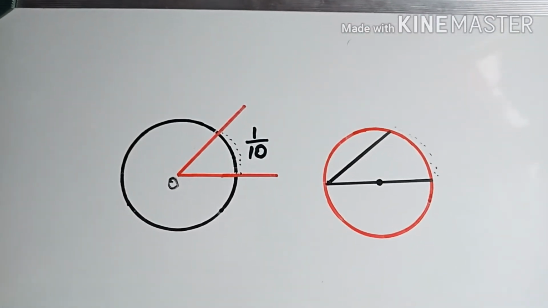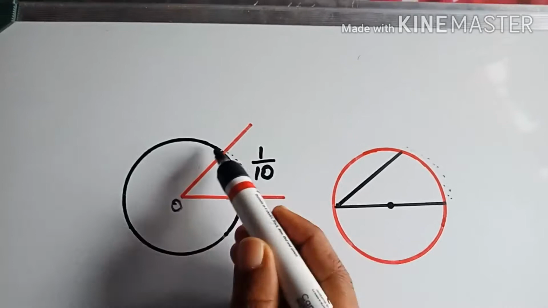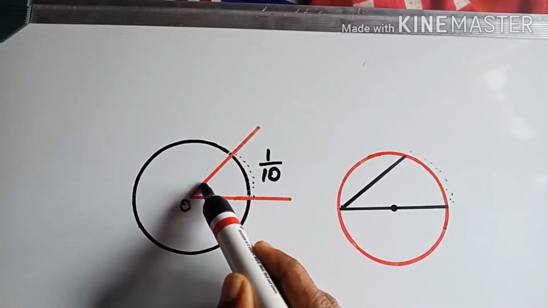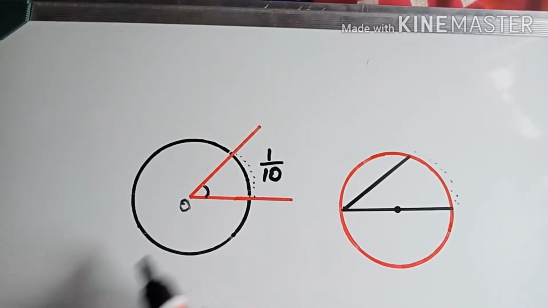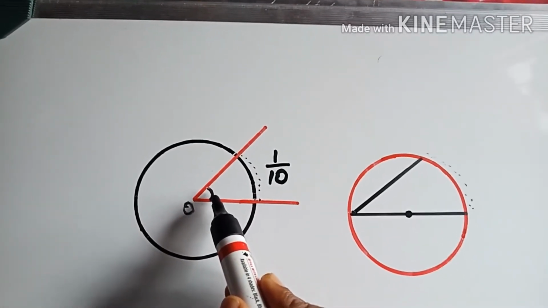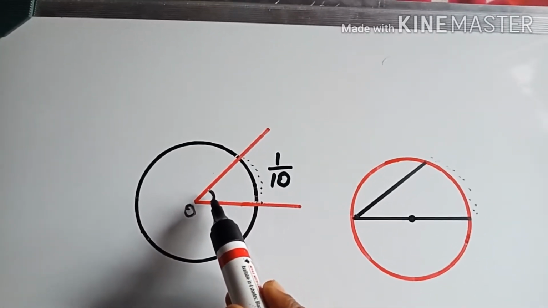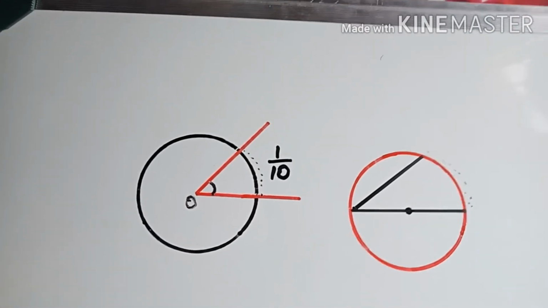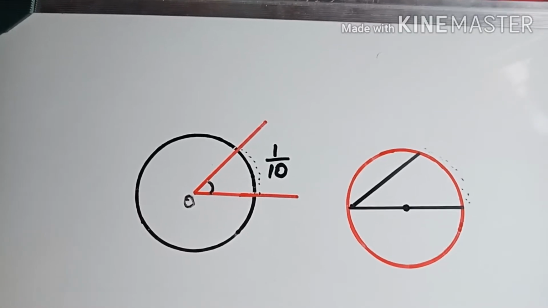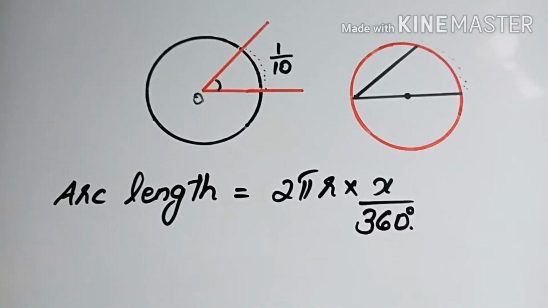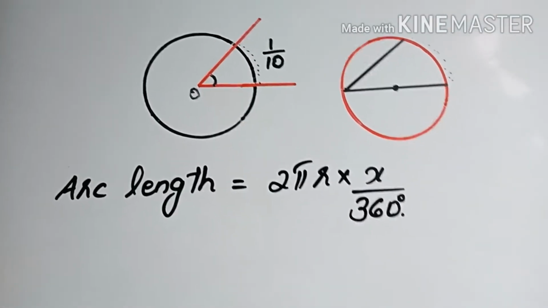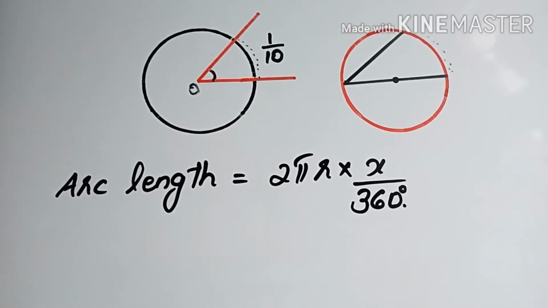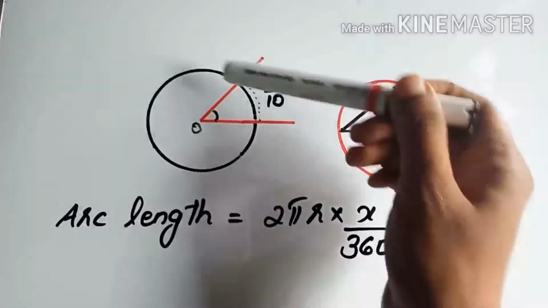Now for that, 1 by 10 portion of this means you can see one central angle here. This is a central angle. We need to find this central angle first. In order to find the central angle, in 9th standard we have learned one equation. What was that equation? Arc length equation. Arc length equals 2 pi r into x by 360. This is the equation we learned in 9th standard to find the length of the arc.